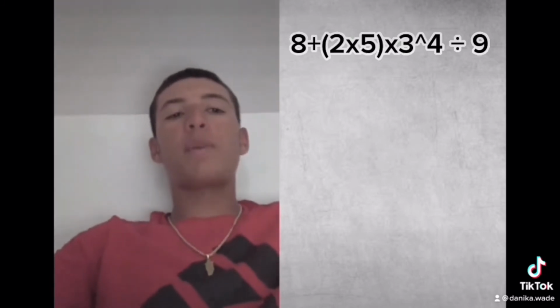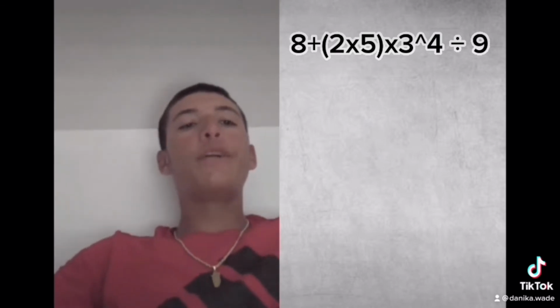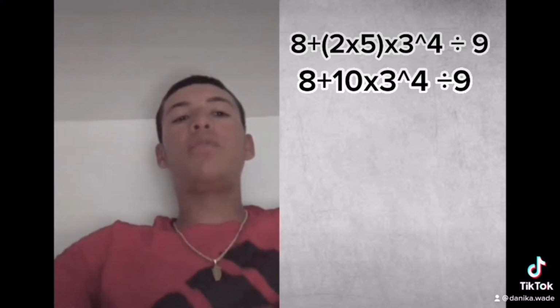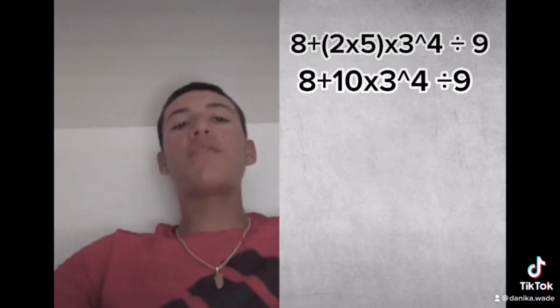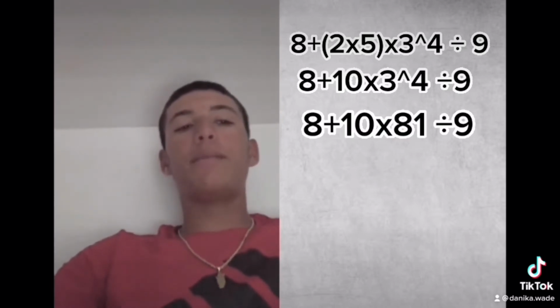Let's do an example. 8 plus open brackets 2 times 5 close brackets times 3 to the fourth power divided by 9. You're going to do the first step, which is parentheses. So 2 times 5 gives you 10. Next, you're going to bring down everything and continue with step 2, exponents. 3 to the fourth power equals 81.